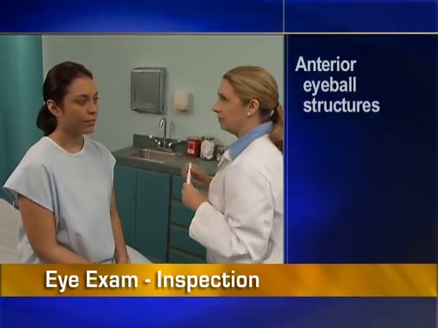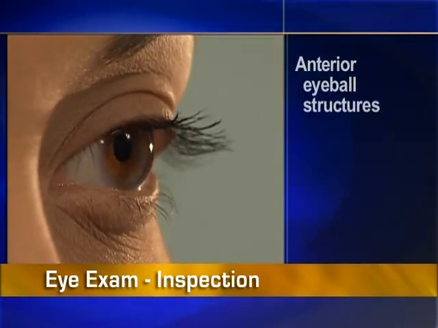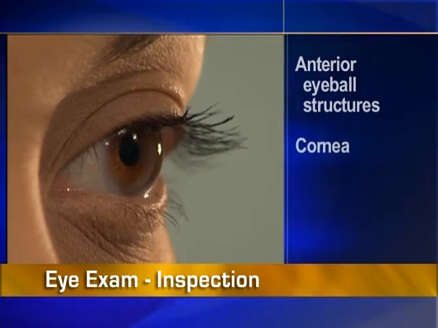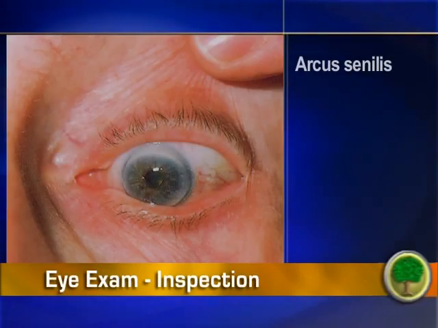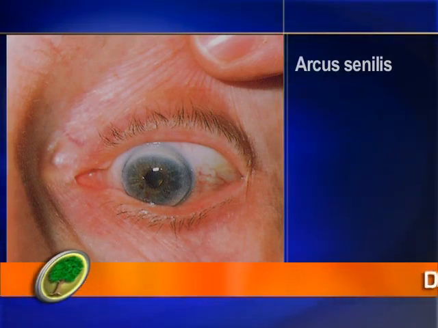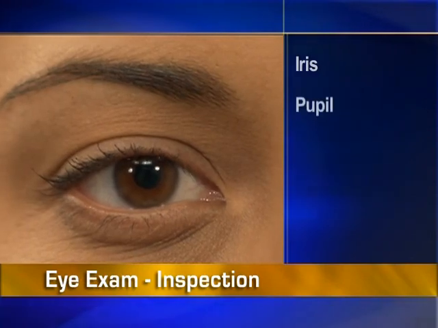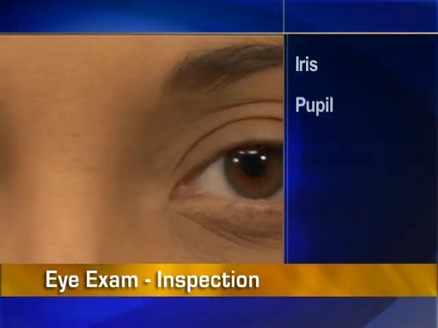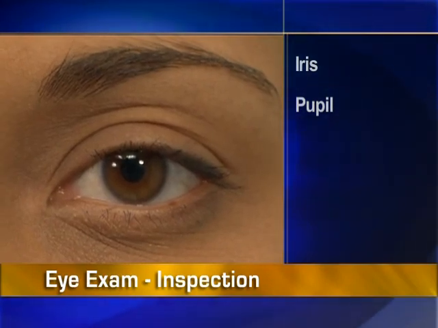Now turn your attention to the anterior eyeball structures. To do this, shine a light from the side across the person's cornea. The cornea should look smooth and clear, with no opacities. In an older person, arcus senilis is common and normal. It is a gray-white circle around the limbus caused by lipid deposits. Then inspect each iris and pupil. Normally, the iris looks flat and even-colored, and the pupils appear round, regular, and equal in size.